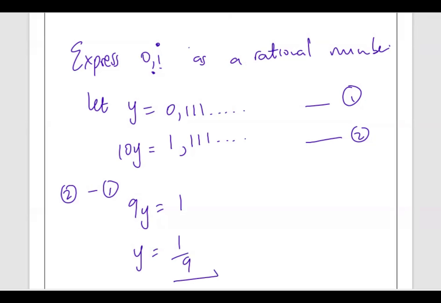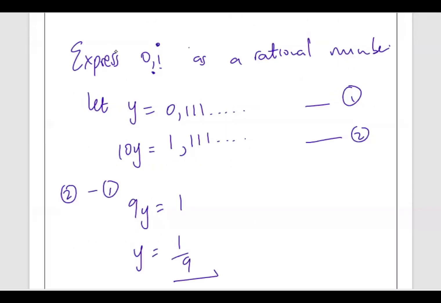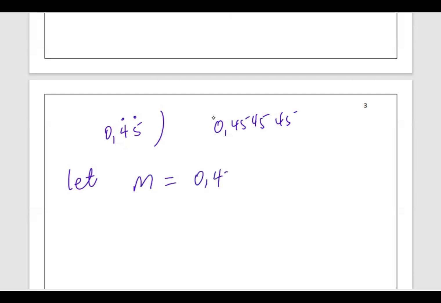All right, so let's see with these examples that we have. They want us to convert 0.45. We can see the dot on the 4 and the dot on the 5, which means 45 is recurring. So it's telling us 0.45 recurring, which means this number could be 0.45, 45, 45, and so on. So step number 1, we let any letter, let's use M, be equal to 0.45, 45, and so on and so forth. Let's call that equation number 1.